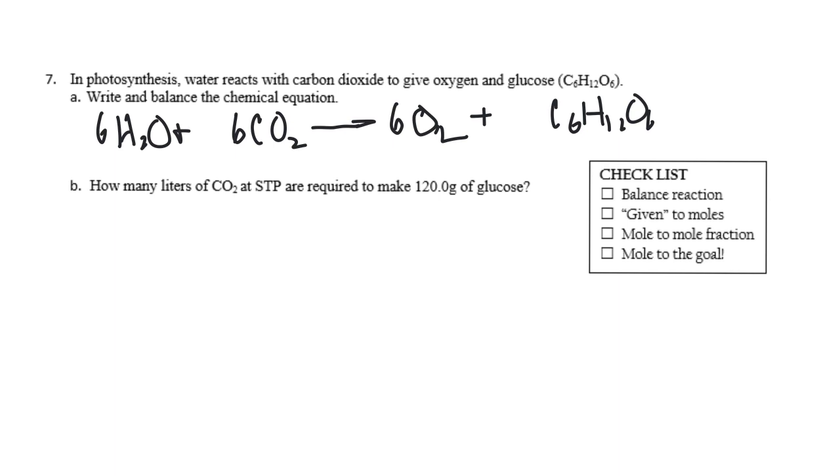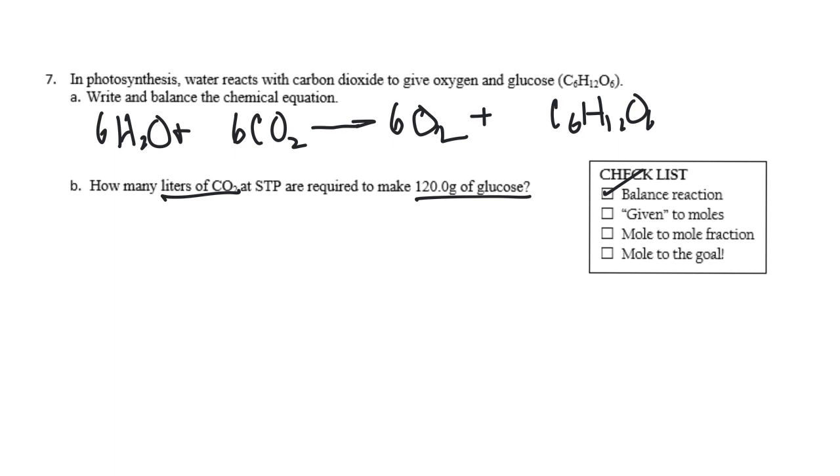Now, you should have used this reaction a lot last year in biology. This is talked about with photosynthesis and respiration, and you look at all these things in biology. So first thing, balance the reaction. We are done. Now it's asking how many liters of CO2 to make 120 grams of glucose. So mole is not mentioned.